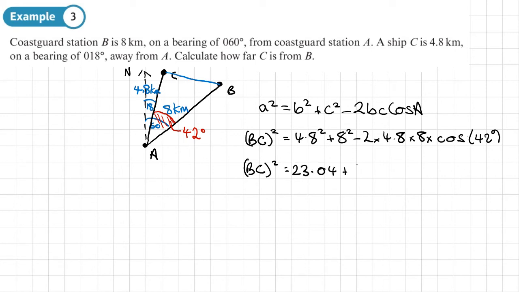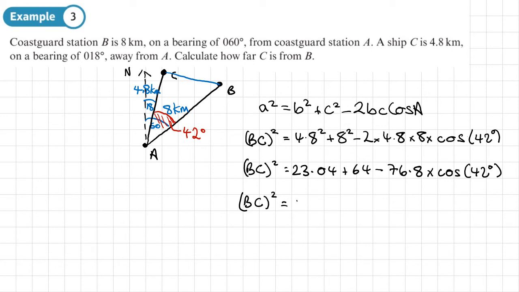8 squared is just 64. Then we've got 2 times 4.8 times 8, which is going to give us 76.8. So minus 76.8 times cosine 42. I will leave that because I know that's not going to be exact. So now I can write down the value of BC squared by working out this calculation here.